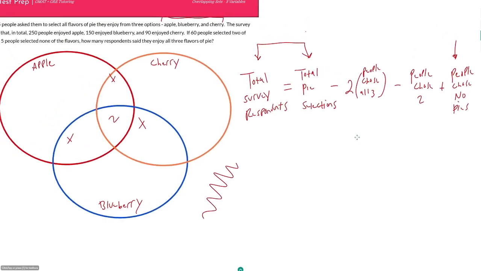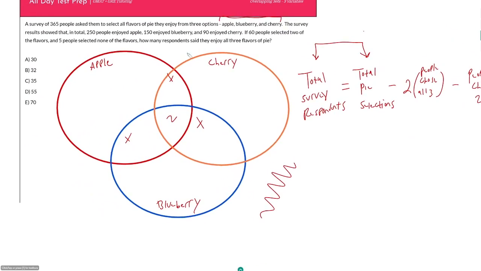So now that we understand this formula, let's just go back to our question and fill in our variables that they give us. So a survey of 365 people. So what is that? That is our total survey respondents. That's the left side of our equation. Is equal to our, let's keep reading the question.